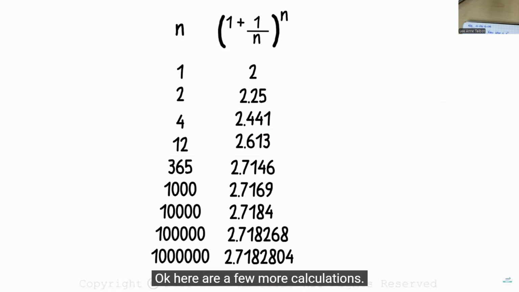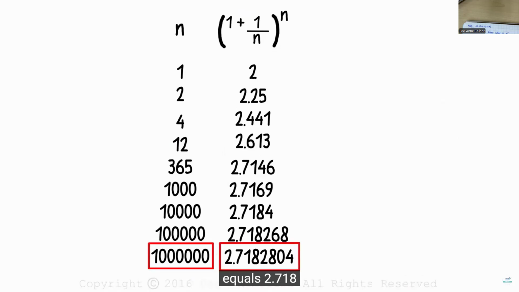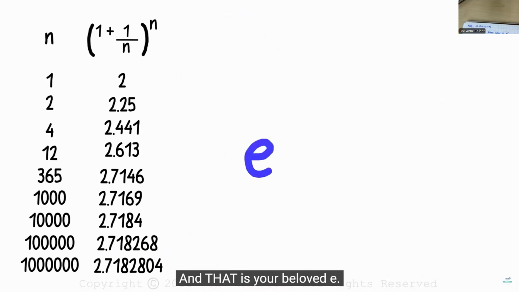Okay, here are a few more calculations. The number of time periods here is 1 million. Notice that the returns improve. Yes, they converge around a value which approximately equals 2.718. And that is your beloved E. We can't get infinite money after all.